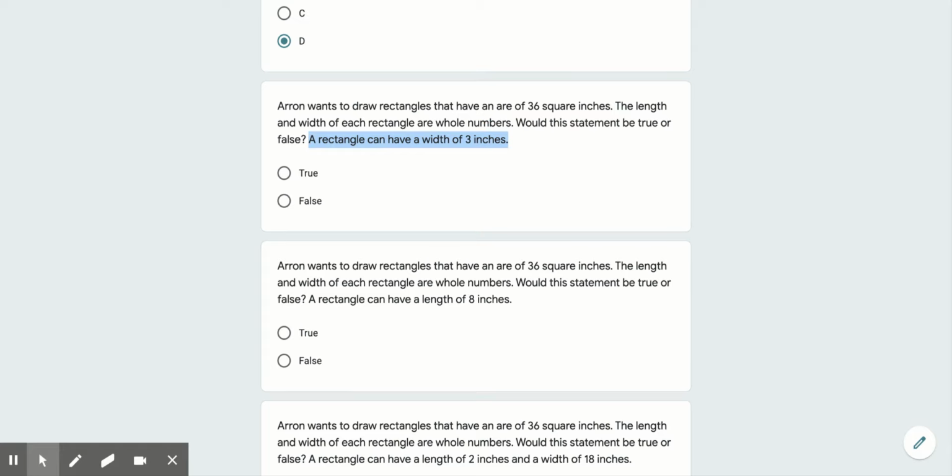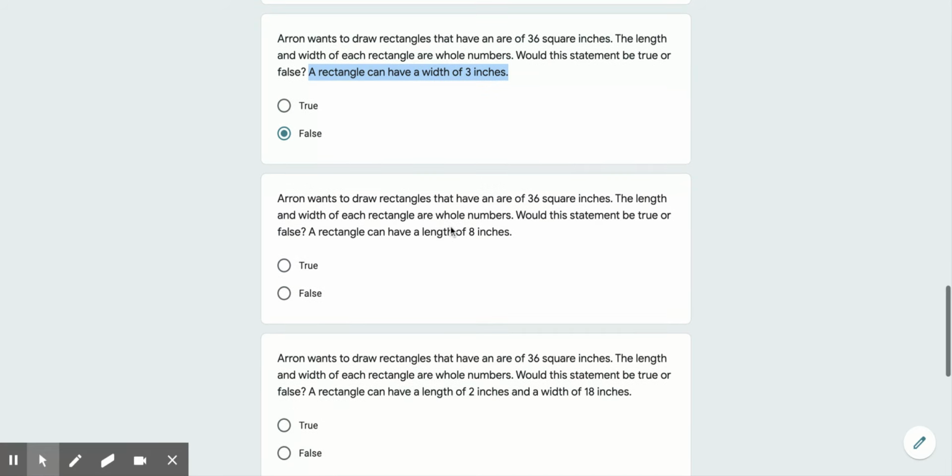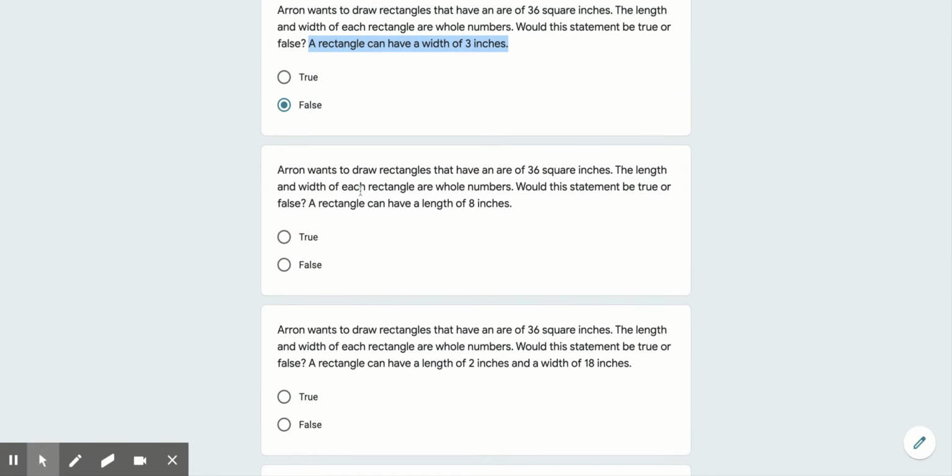A rectangle can have a width of 3. Would that make sense? Can you make a rectangle with 36 square inches if the width is 3? If you think yes, click true. If you think no, click false. Same thing, same question. Aaron still wants an area of 36. Can a rectangle with a length of 8 make that happen?